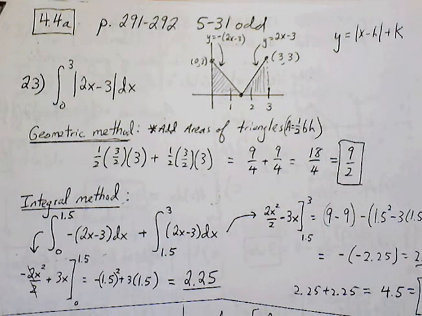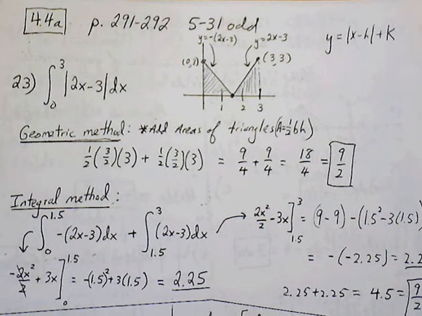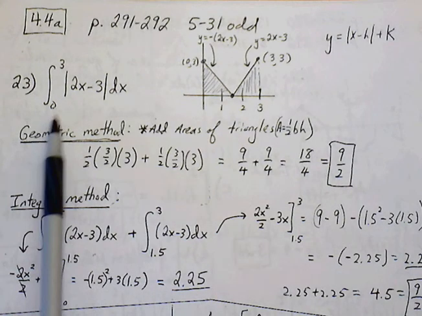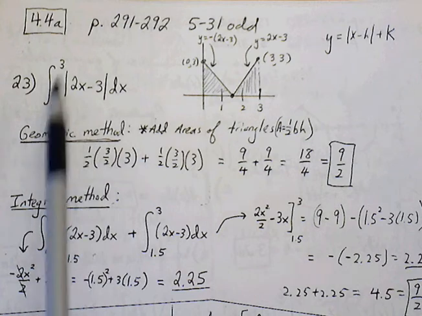Alright, now I'm going to finish going over selected problems from section 4.4a, and let's start with 23. Okay, so 23 is finding the definite integral of the absolute value of 2x minus 3 from 0 to 3.